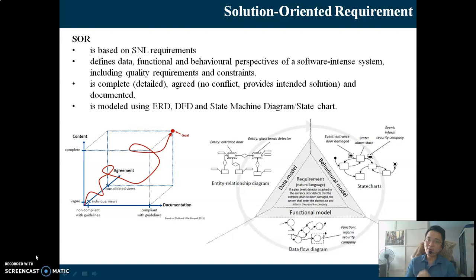Now, this is the one that we are focusing on. Solution-oriented requirements ensure the documentation, I repeat, solution-oriented requirements ensure that the documentation is compliant with guidelines. And in this case, it should have three perspectives, which are data, behavioral, and functional, using the correct notations. The next slides will be on the data modeling language.